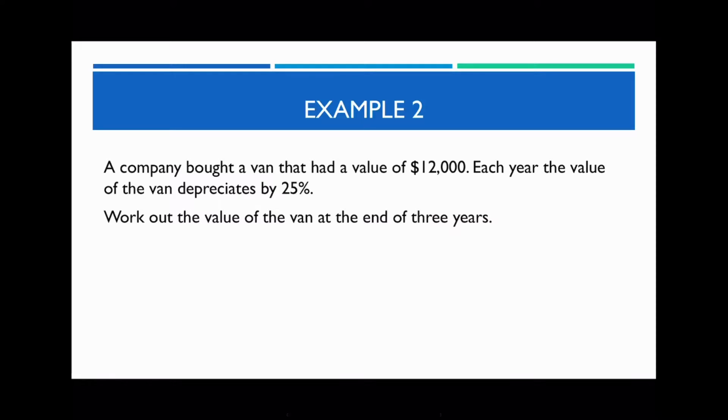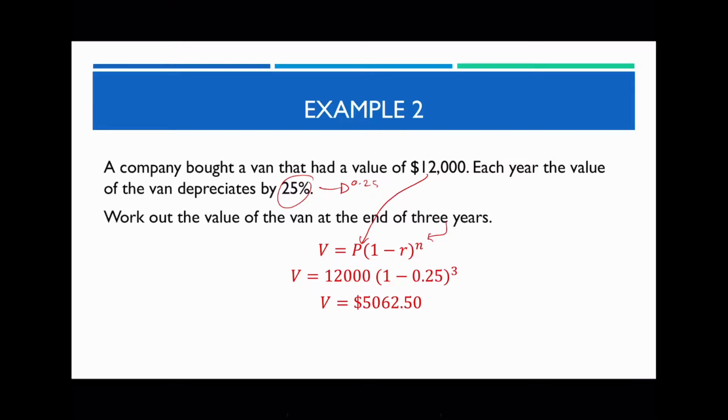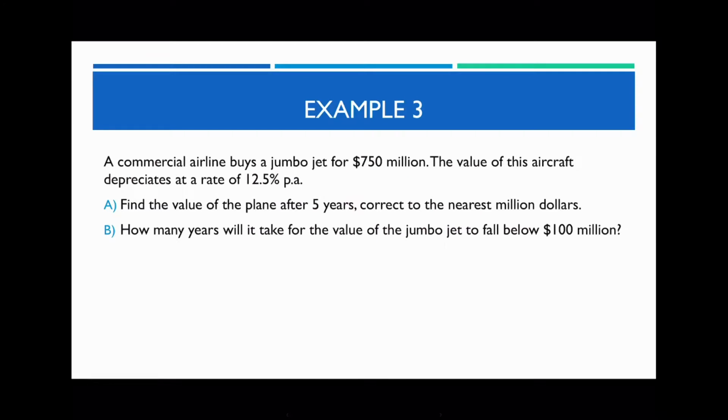Let's look at one more example. Example 2 reads, a company bought a van that had a value of $12,000. Each year, the value of the van depreciates by 25%. Work out the value of the van at the end of 3 years. In this case, use the same formula. Substitute 12,000 into P, use 25% converted into a decimal, so that's 0.25, and N is going to equal 3. Substitute this into the formula, and you're going to get an answer of $5,062.50. Pretty straightforward.